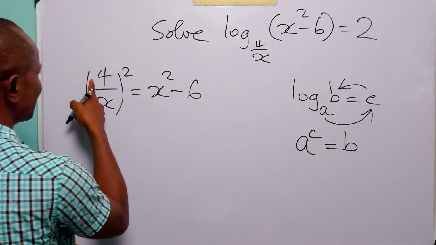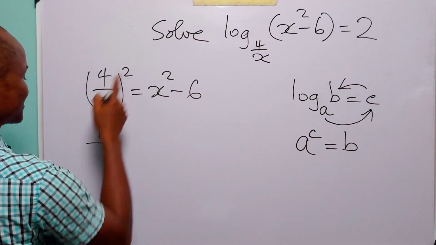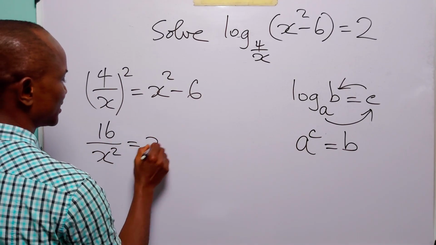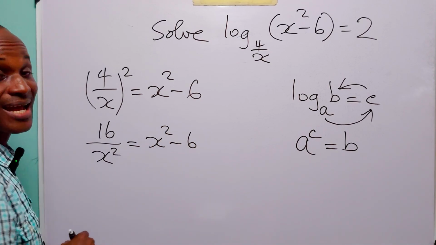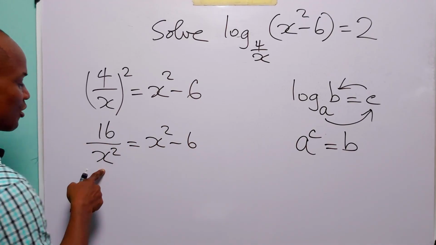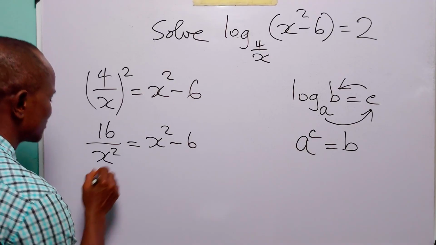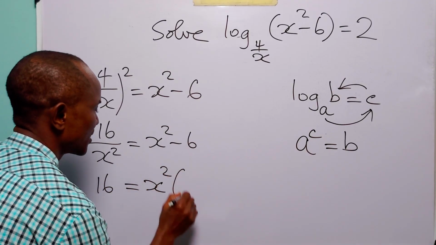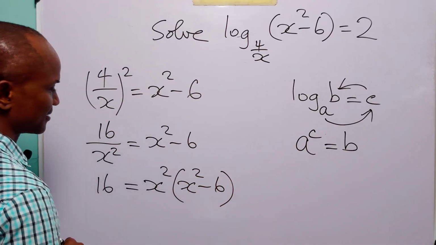Opening this bracket, we have 4 squared, which is 16, over x squared. And this is still equal to x squared minus 6. The next thing we are going to do will be to multiply both sides of this equation by x squared to get rid of this fraction. When we do that, we have that 16 is equal to x squared multiplied by (x squared minus 6).